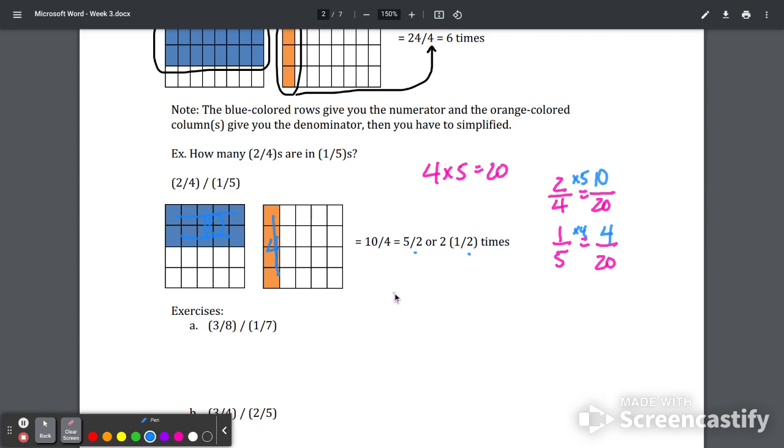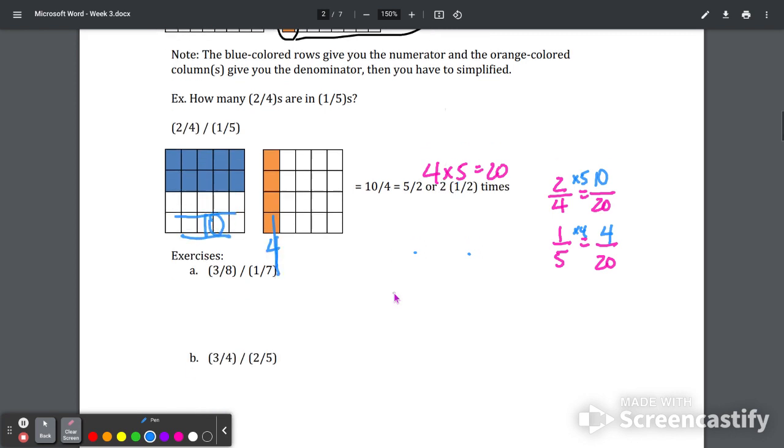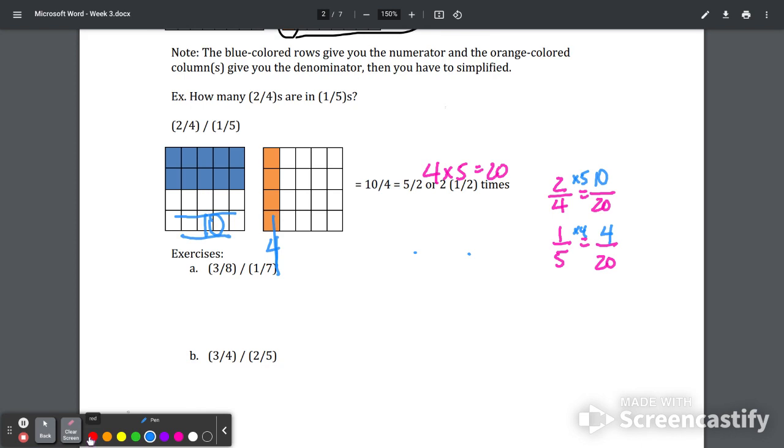All right, got 2 more real quickly. If you want to hit pause, try those. And when you come back, I'll have it ready to go for you.